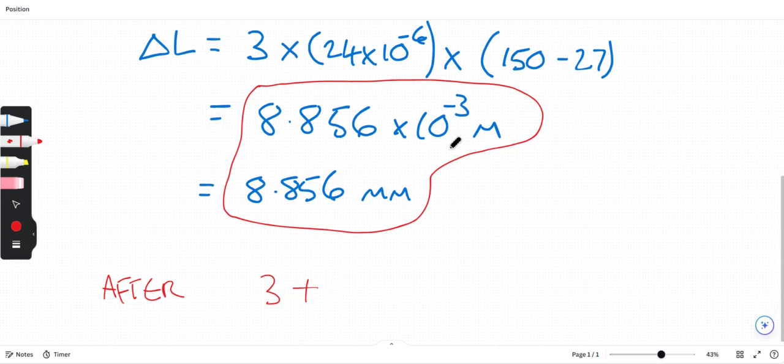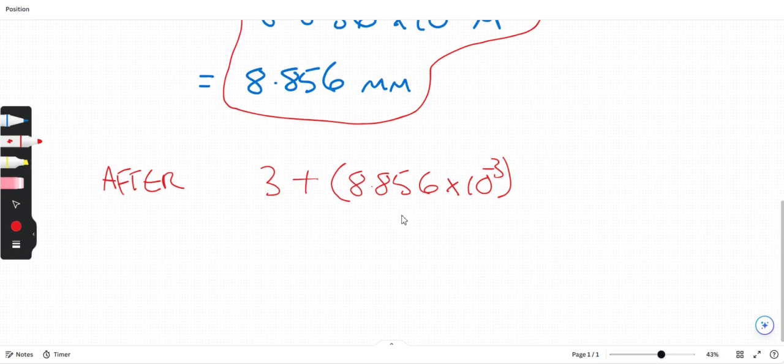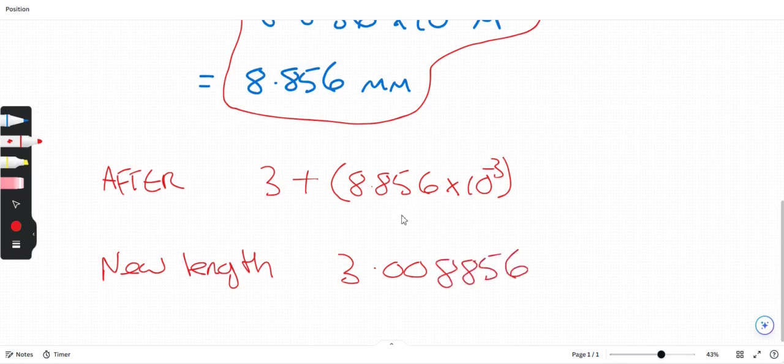The change in meters was this 8.856 times 10 to the minus 3. Whack that in your calculator, and the new length after heating is going to be 3.00886 meters. That's the new length. That's the answer. It's expanded about 9 mil, so hopefully there's room for it to expand.